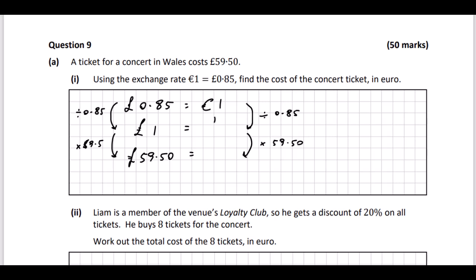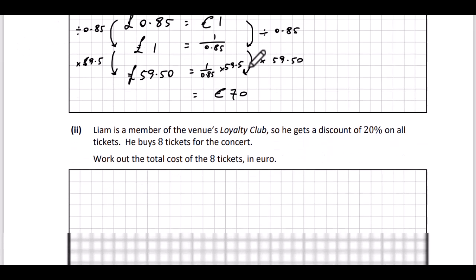So we're going to divide by 0.85 and multiply by 59.50. So you've got to take 1 divided by 0.85 and multiply by 59.5. So when you do that, you should get 70 euros. And that's it for part 1. Let's have a look at part 2.